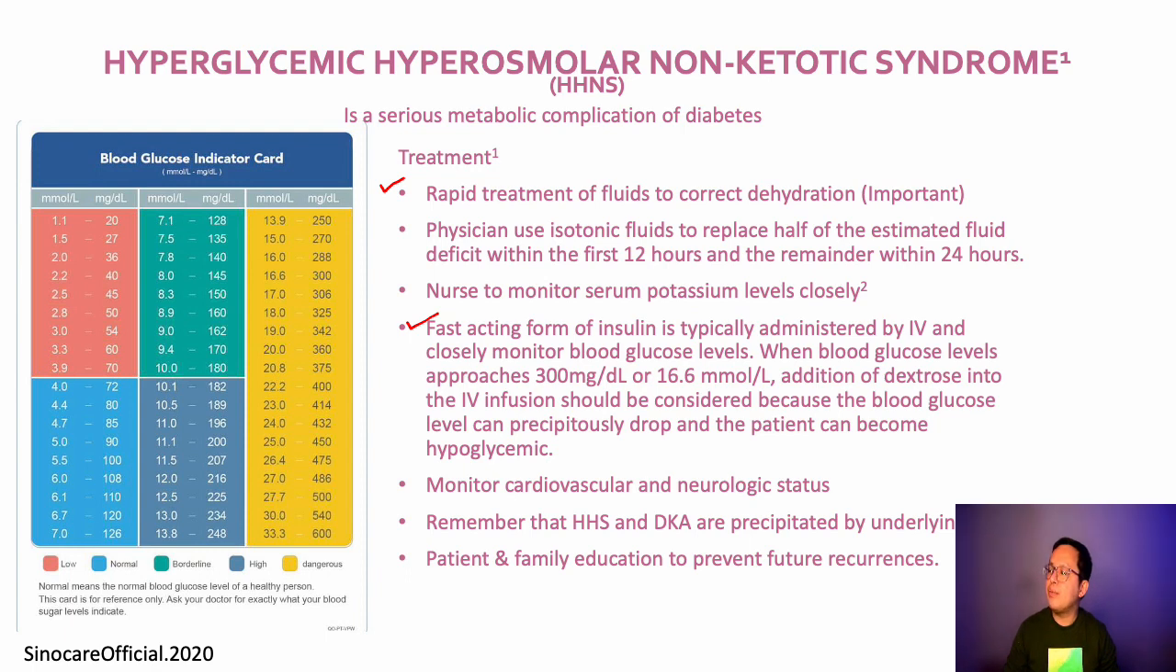When blood glucose levels approach 300 milligrams per deciliter or 16.6 millimoles, addition of dextrose to the IV infusion should be considered because the blood glucose level can drop and the patient can become hypoglycemic. Monitor cardiovascular and neurologic status, level of consciousness, especially in those in a coma. Remember that HHS and DKA are precipitated by underlying conditions like infection. Patient and family education is needed to prevent future occurrences. Teach them how to do blood sugar tests, and how to monitor their food intake and exercise.